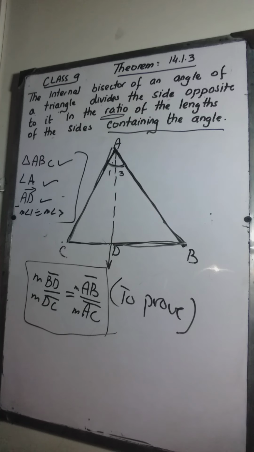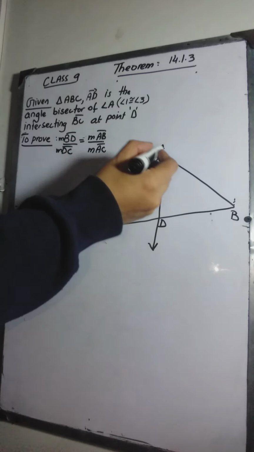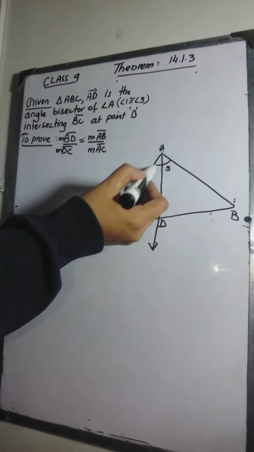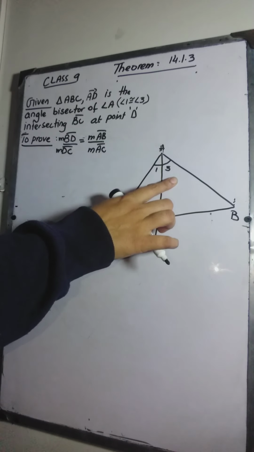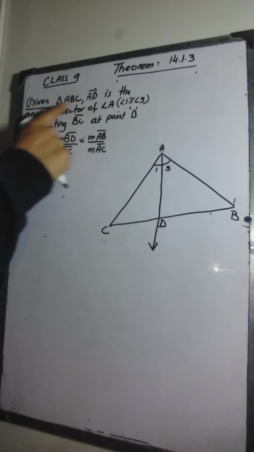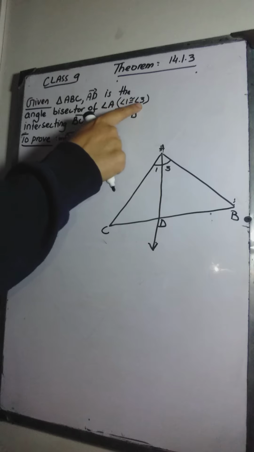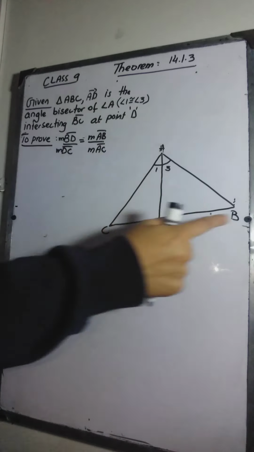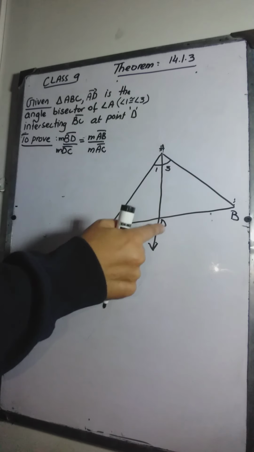For that, we will have to do some steps of construction. Now let us go to the proof. I will write the key points. This will be given and this is what we need to prove. So we have a triangle ABC. We have the angle bisector AD, which is dividing this angle into two equal angles, angle 1 and angle 3. Triangle ABC is given to us. AD is the angle bisector of angle A. As it is the bisector of angle A, it will divide A into two equal parts, angle 1 and angle 3. Both these angles are going to be equal. It is intersecting the side BC at the point D.